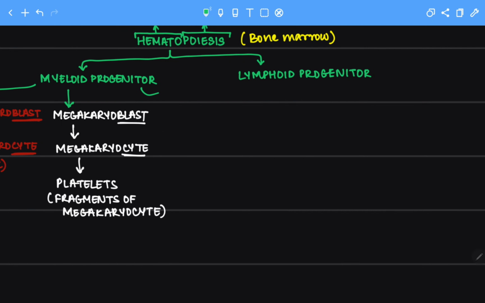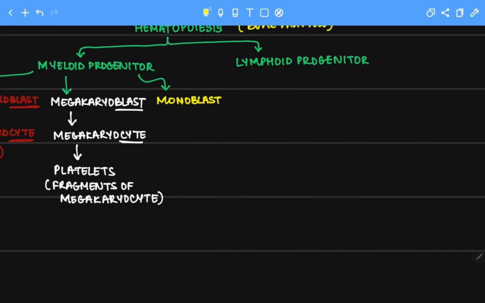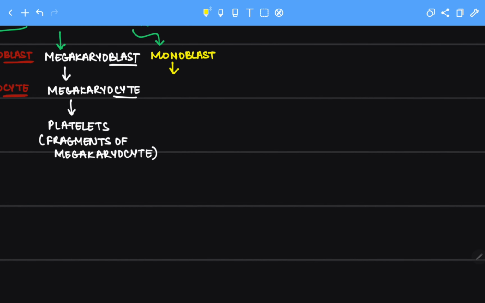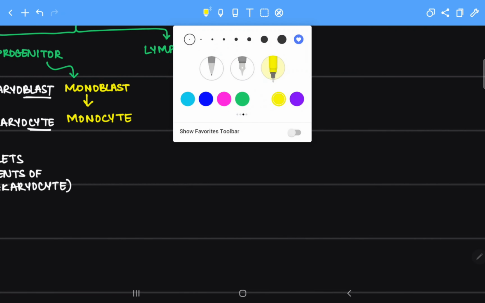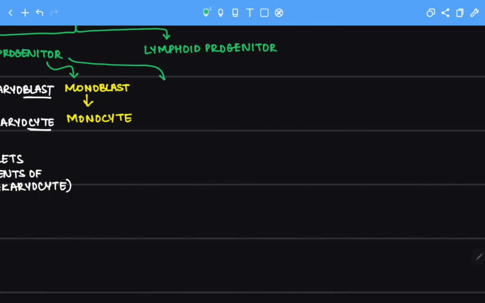Next, we have the monoblast. Monoblast is going to give us monocyte. Finally, we have myeloblast. Myeloblast is going to give us three types of cells: neutrophils, eosinophils, and basophils.